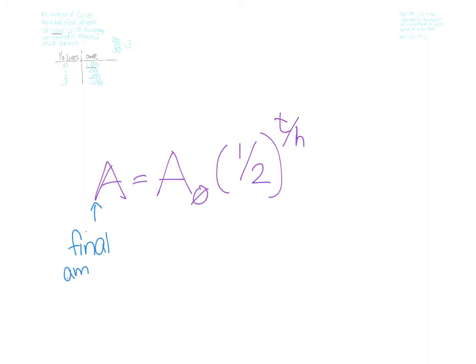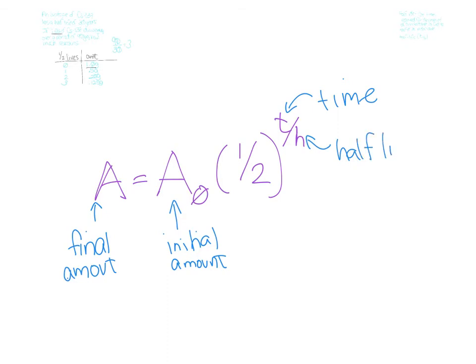Exactly. So A is our final amount. A null is going to be our initial amount. T is the time that's passed. And H is your half-life. So did everybody write that formula down? Oh, that's H, not N. That's an H.